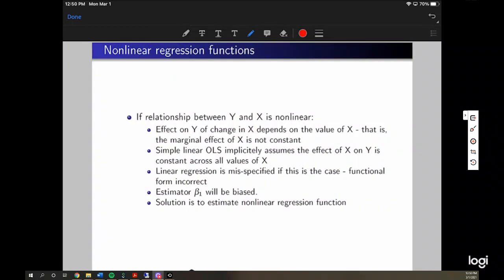So let's first introduce the notion of a nonlinear regression function. If the relationship between y and x is nonlinear, then the effect on y of a change in x depends on the value of x. That is, the marginal effect of x is not constant.